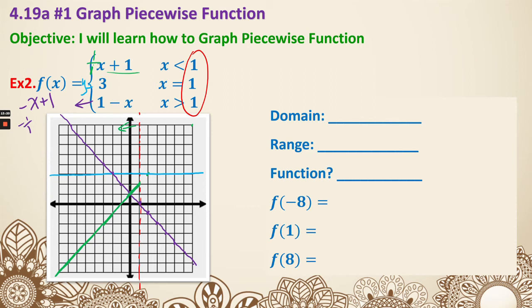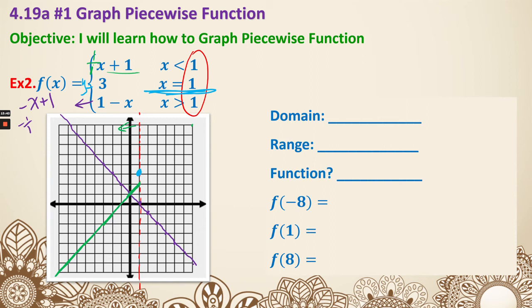Next, the blue one. Well, the blue one is tricky. It's only x equals 1, so that means I don't have anything to the left of it. I also don't have anything to the right of it. The only thing I have left is right on the line, right there. Nothing else. I only have one point left right here.